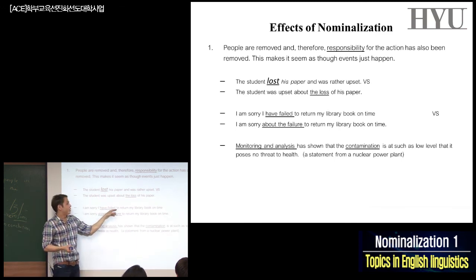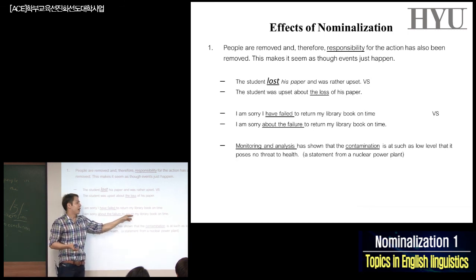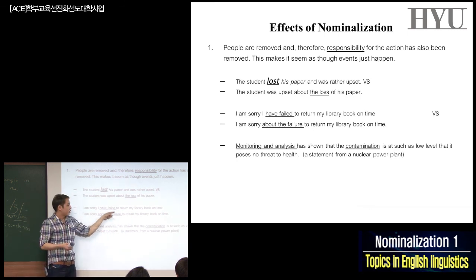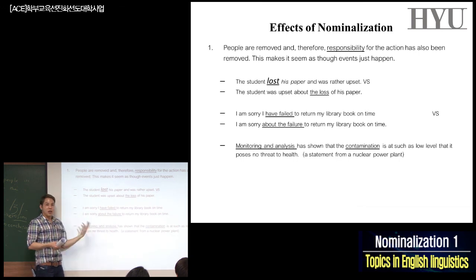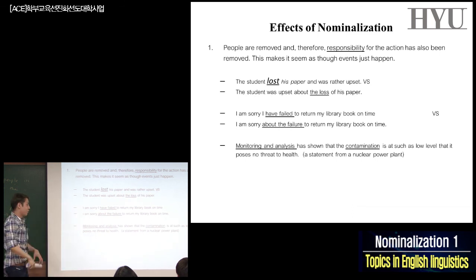I'm sorry I have failed to return my library book on time. I'm sorry about the failure to return my library book on time. In the B version, the failure here is a normalized version, right? And it just doesn't talk about who failed to return the book personally. So this is a good way to avoid responsibility if you compare that to the first one.